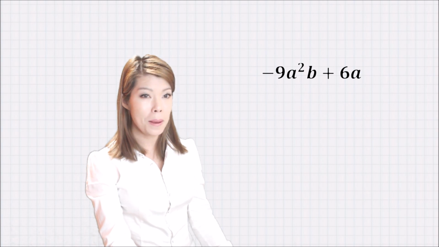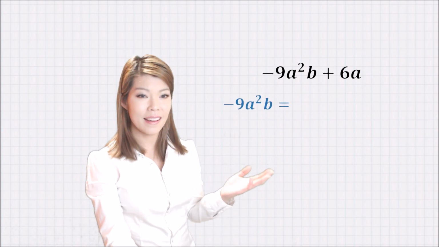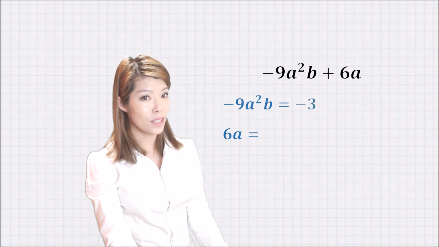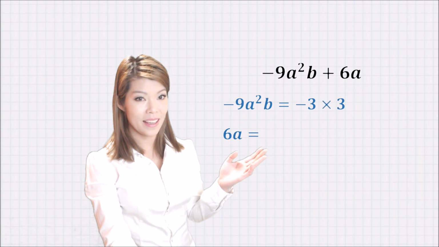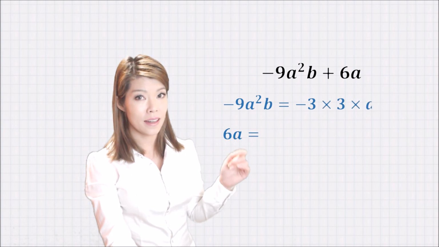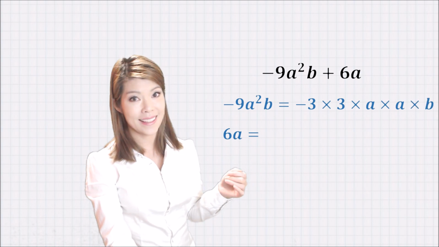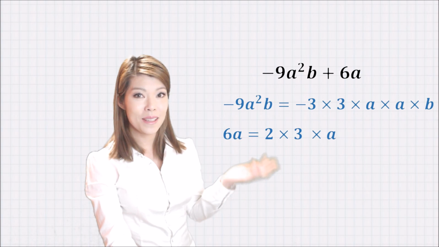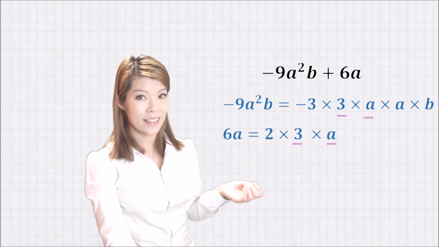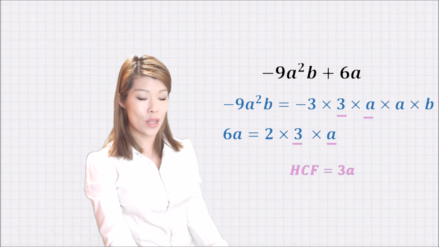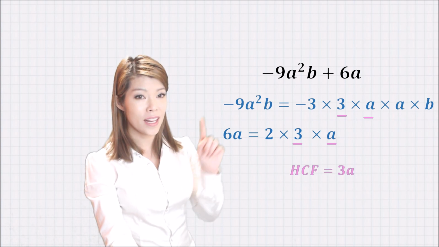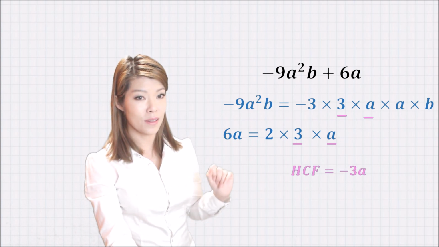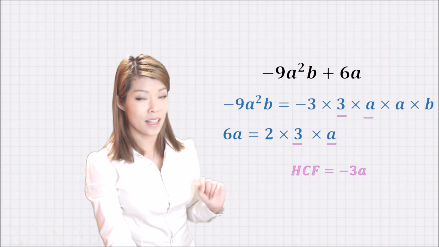Minus 9a squared b plus 6a. So write them out again so we can find the products of the factors. So minus 9, that's minus 3 times 3. And then a squared b is a times a times b. And 6a, we know that one, 2 times 3 times a. Now we underline what's in common, 3a. So the highest common factor looks like it's 3a, but be very careful with this question. There's a minus there. So we like to include that in our highest common factor. So instead of 3a, we're going to have minus 3a.